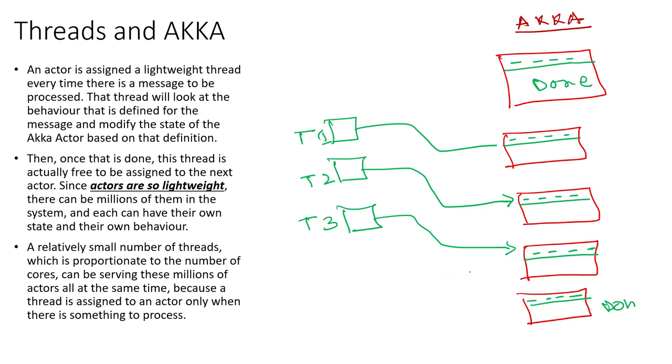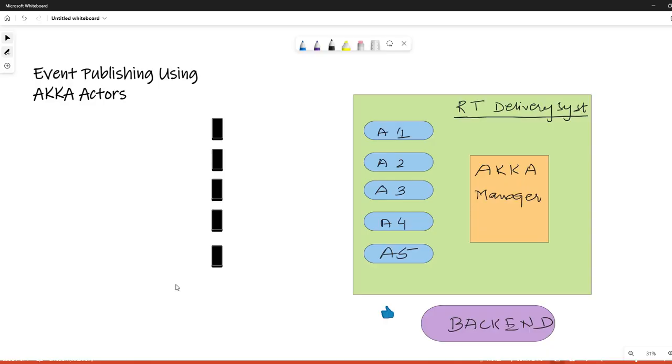And we already have discussed that one Akka object handles one connection, right? So if we have millions of objects, it means we can have millions of connections, and using those connections we can send different messages, which are likes or comments. Okay, now we have this delivery system, and in this delivery system we have an Akka manager.